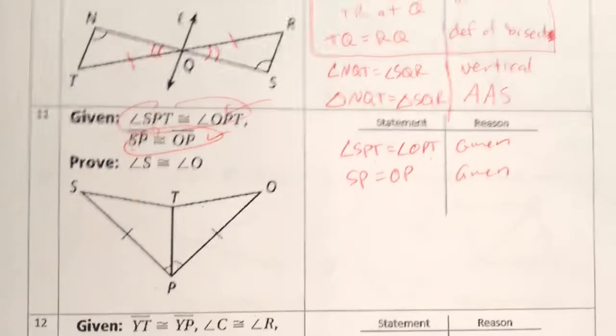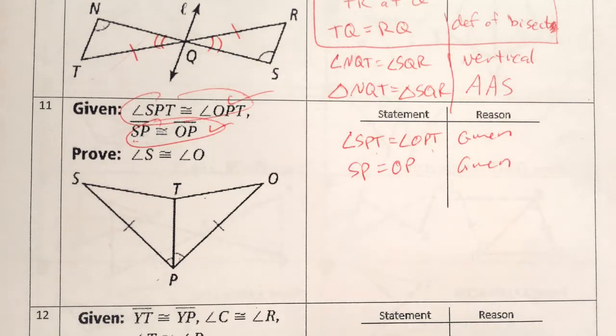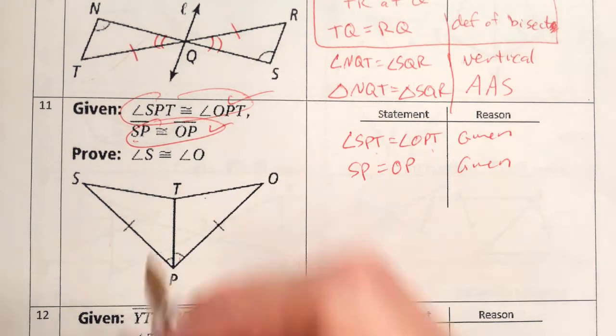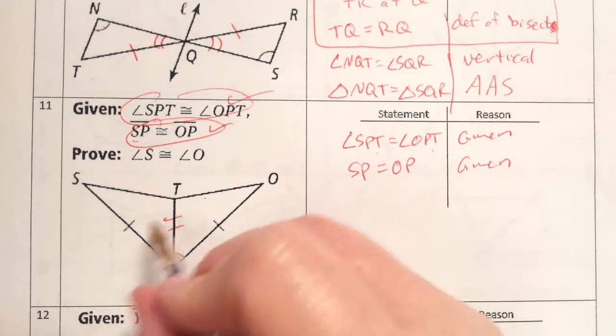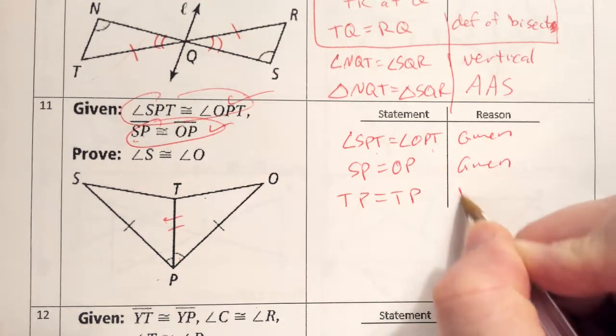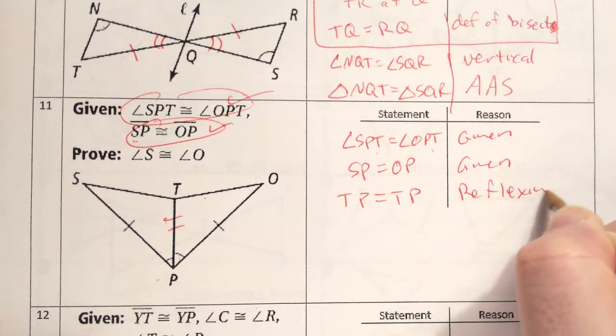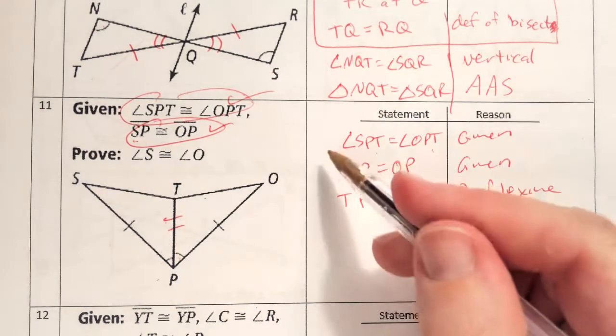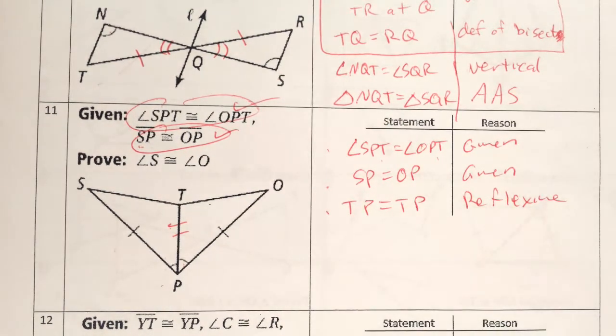So I used up all my givens. There's no chunks. So I need something else. So vertical is not available, but reflexive is right here. TP is equal to TP. And I'm going to put double because singles are being used. So TP is equal to TP. Why? Because of reflexive property. Okay, so we now have 3 bits of information saying that they're equal.